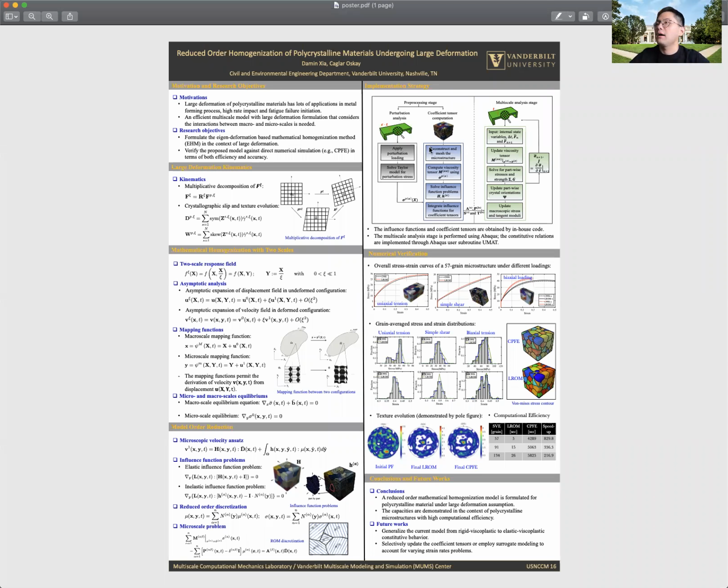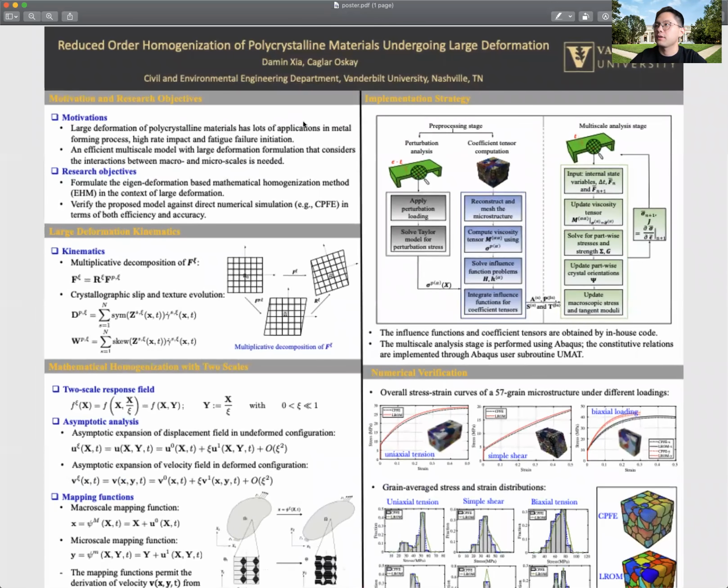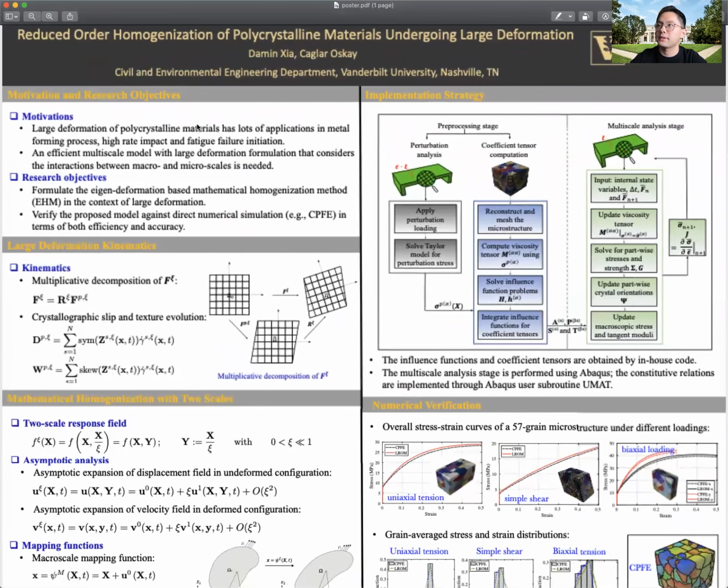Hello, everyone. So this poster is about the reduced order homogenization of polycrystalline material undergoing large deformation. So in the first part of this poster, we basically talk about the motivation and research objectives.